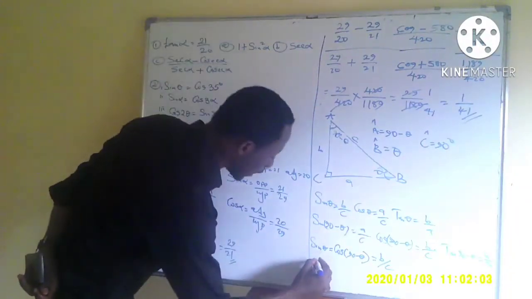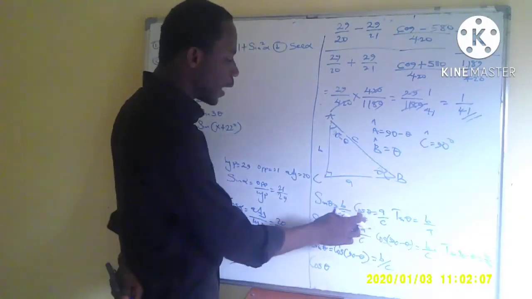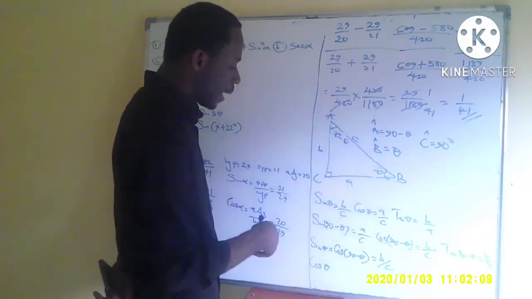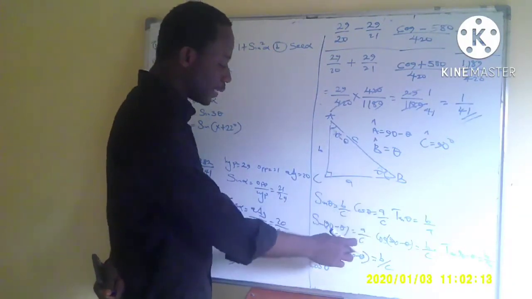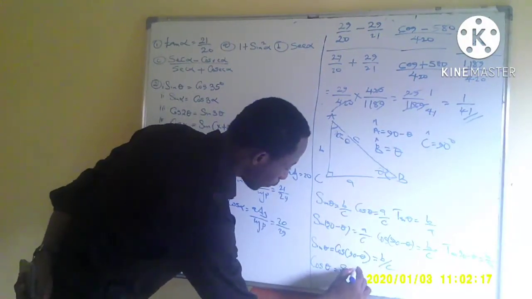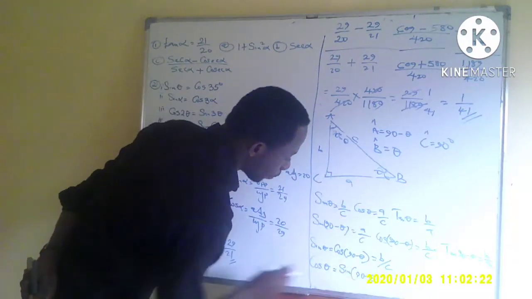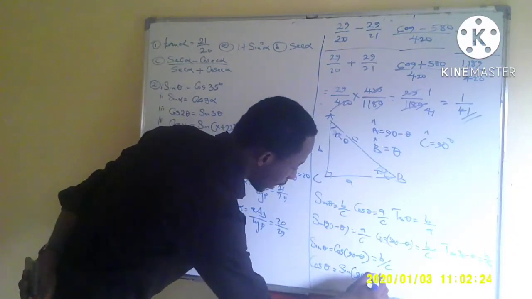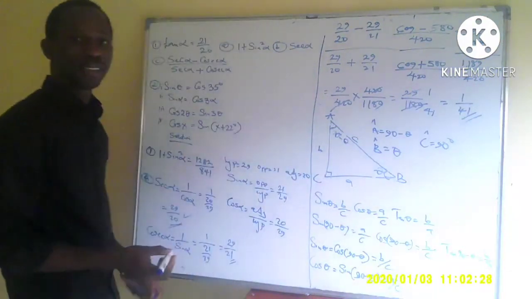Now, what about my cos theta? If you look at my cos theta, it is a over c. But my sin of 90 minus theta gives me what? a over c. That means my cos theta is equal to sin of 90 minus theta, which is equal to a over c. That is it.